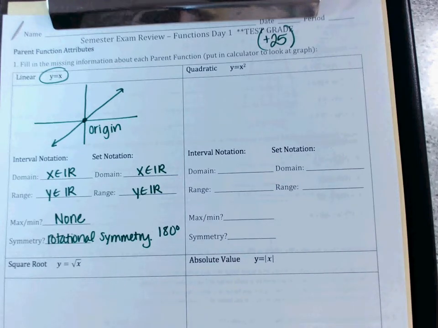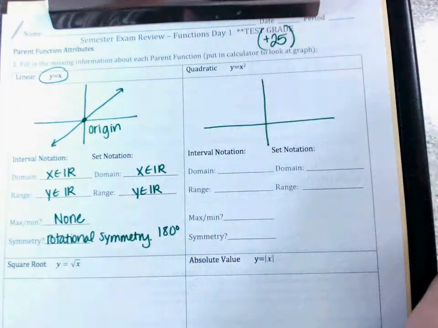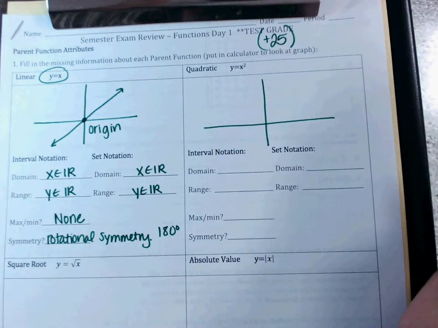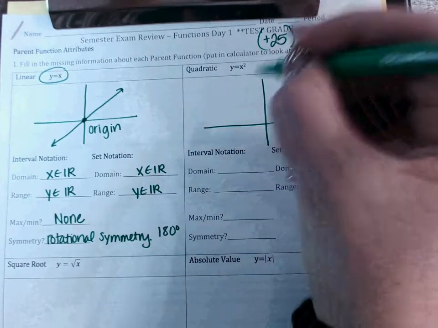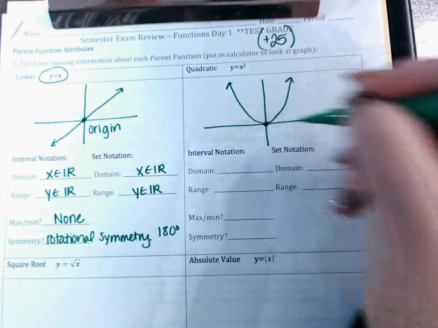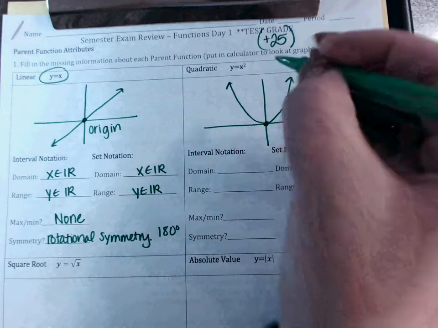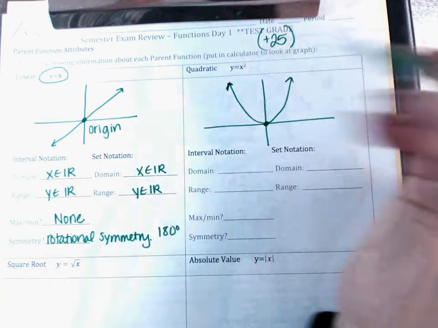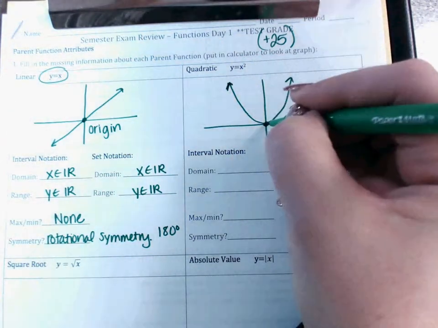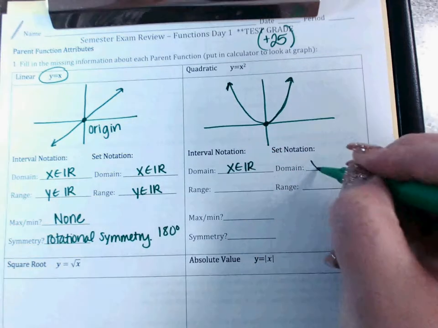Okay, look at the next one, x squared. What shape is that? X squared is a U shape. It also goes through the origin. And remember that the parent graph opens up. Now for my domain, on this side I'm going back to infinity forever. On this side I'm going forward to infinity forever. So I would say x within R.